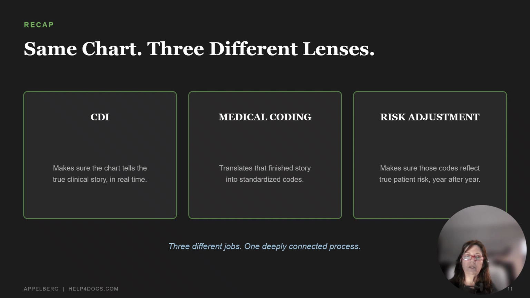Making sure that the code is captured compliantly with clinical validation that supports that code so that it can be captured. So ultimately that funding for the care is accurate. So the same chart, 3 different questions, 3 different timelines, 3 different but completely connected jobs. Sometimes one person is doing 2 of these things, or maybe all of them.